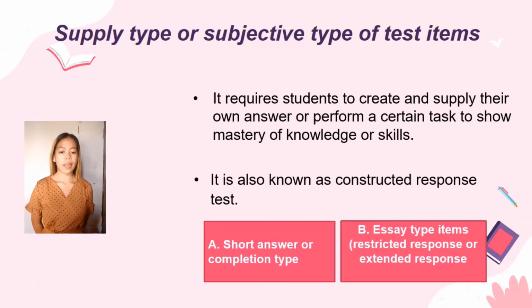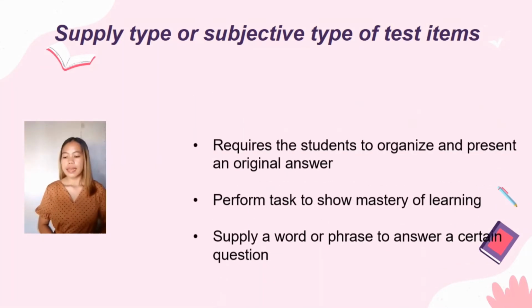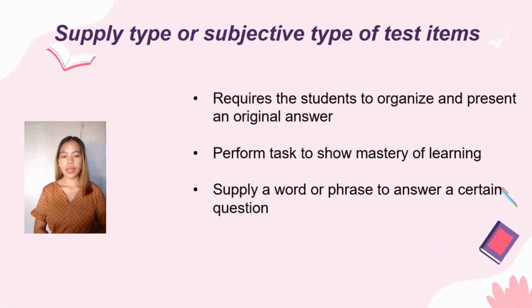Supply type items or constructed response tests are classified as short answer or completion type, and essay types, restricted response and extended response. Subjective test items require the student to organize and present an original answer, essay test, and perform tasks to show the mastery of learning, performance based assessment and portfolio assessment, or supply a word or phrases to answer a certain question like completion or short answer type of test.